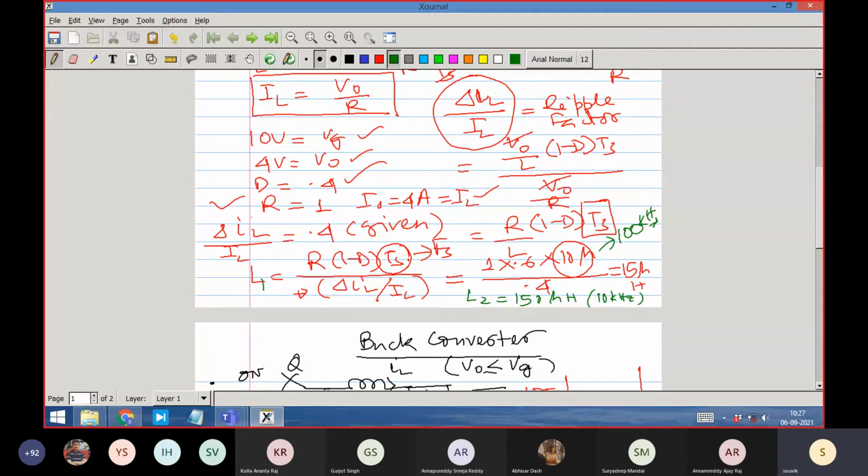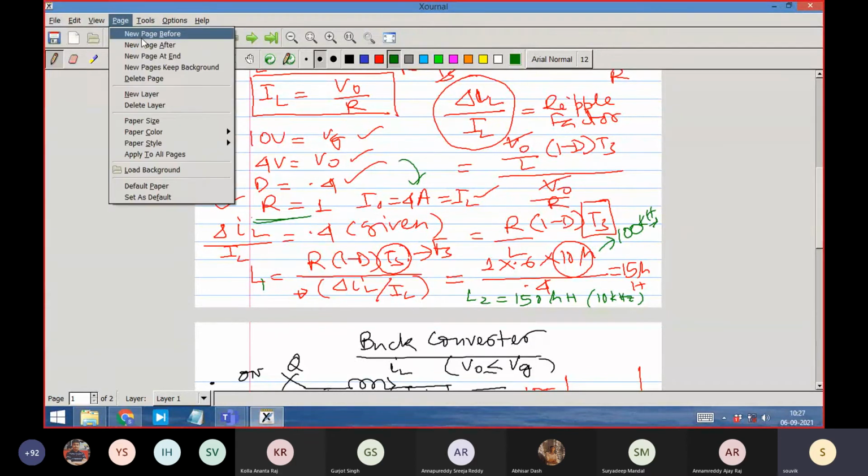The actual size of the inductor depends upon L I square, because it is energy. Just L is not the correct way to speak, but in both cases the I is the same. I is 4 ampere, which is essentially decided by the load. Nobody can change it. That is decided by the load resistance R1. So in one case, the energy will be half into 15 micro into 4 square. In another case, it will be half into 150 micro into 4 square.